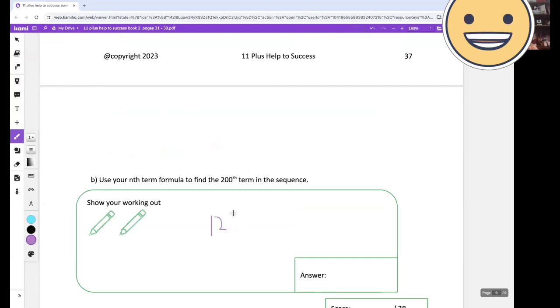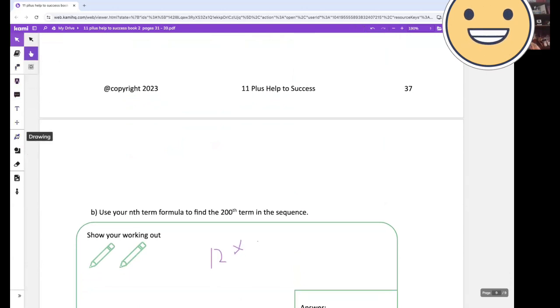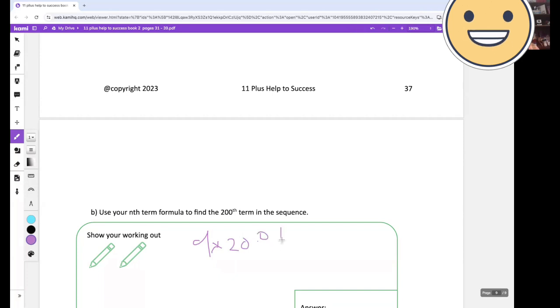It'll be 12 times 241. You said 9n plus 2. Oh, plus 1. So it'll be 9 multiplied by 200 and then plus 1. 1801. Yeah, 1801. Good. Guys, with this, we have completed the end term in this book.